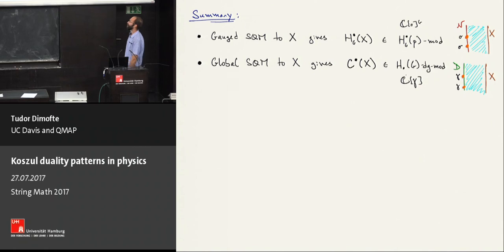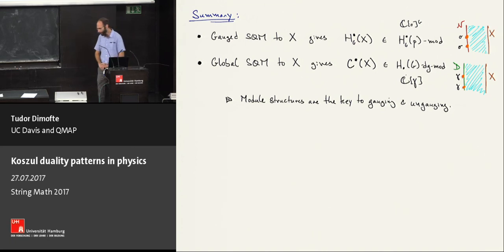To summarize, if we have gauged quantum mechanics, there's a very old story. Its Hilbert space is equivariant cohomology, and a symmetric algebra acts on it. If we consider ungauged quantum mechanics, we get Thom cohomology, and an exterior algebra acts on it.